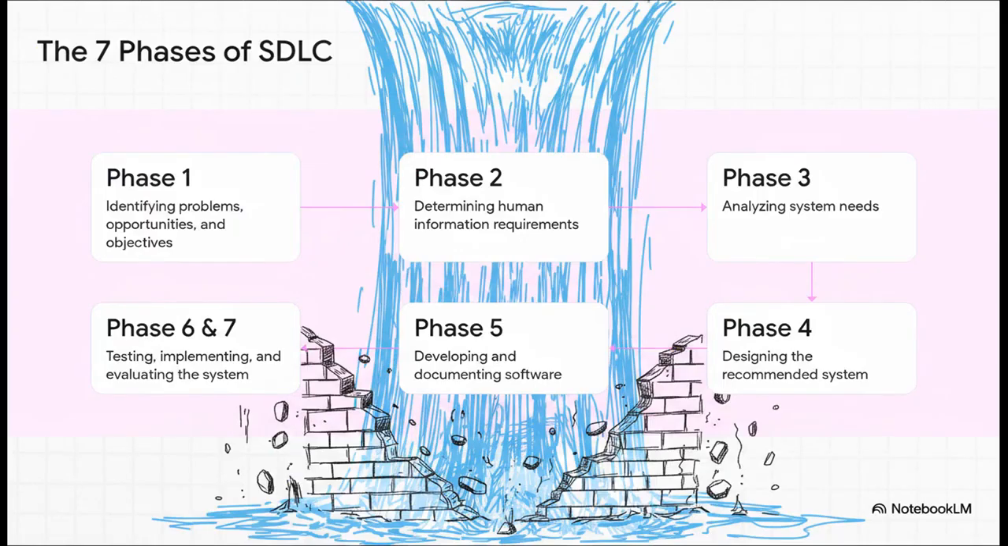So, the full waterfall has 7 distinct phases. It starts with identifying the problem, then figuring out requirements, analyzing needs, designing the system, developing the software, testing it, and finally implementing and evaluating it. It's a whole journey. But for right now, we're going to zero in on the first 3. Why? Because these first 3 steps are the foundation of the entire project. If you mess these up, believe me, the whole thing is going to come tumbling down later.